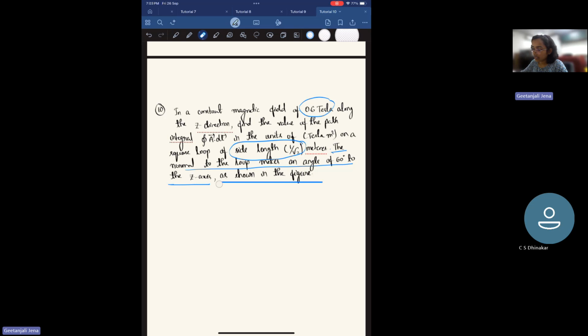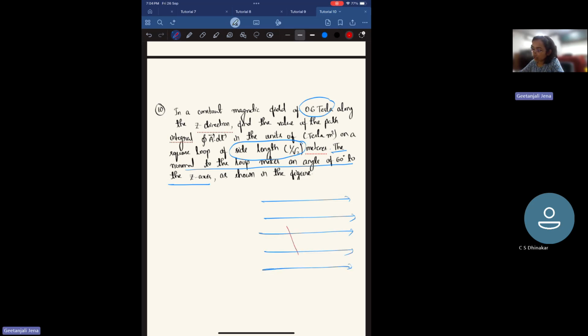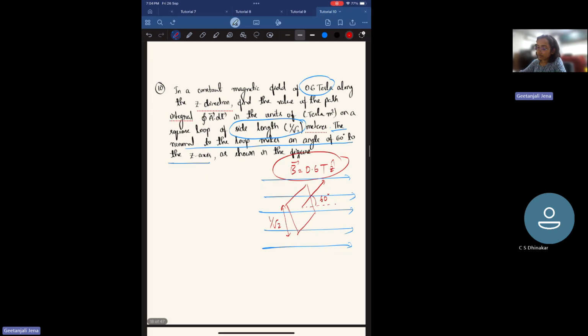Okay, figure is not given. Let me draw it. So there is a magnetic field in the z direction and there is a square loop. And the normal to this square loop makes an angle 60 degree with the magnetic field and the length is given 1 by root 2 and B is 0.6 Tesla in the z direction. So what will be A dot dl?